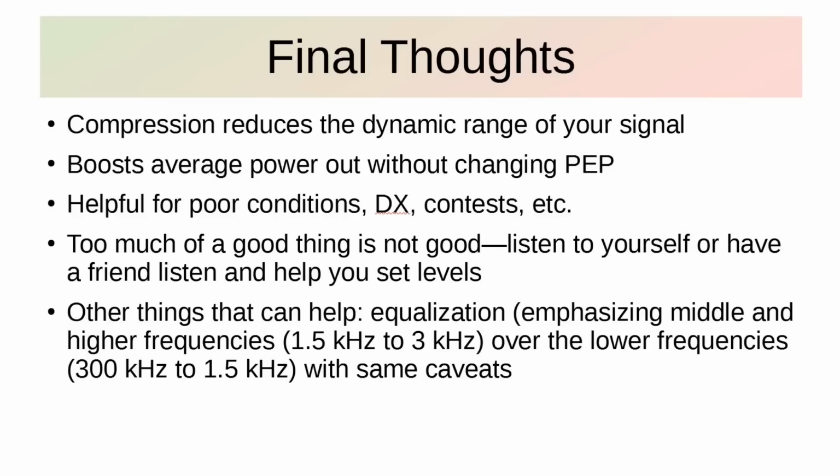Here are some final thoughts. Compression reduces the dynamic range of your signal so that more of it is in the louder part. It boosts the average power out without changing the peak envelope power. You can see why this is of such interest to broadcasters too, because they're limited in the amount of power that they have, but they want their signal to be loud and easy to hear. It's especially helpful for poor conditions, DX, contests, etc.